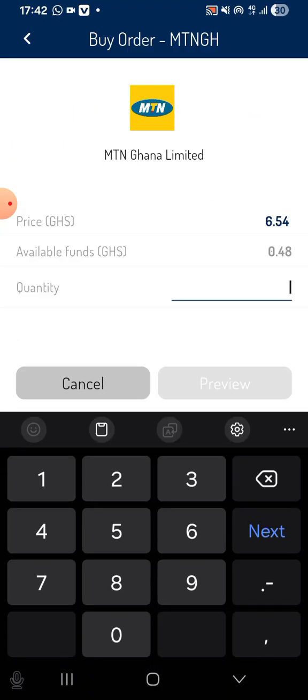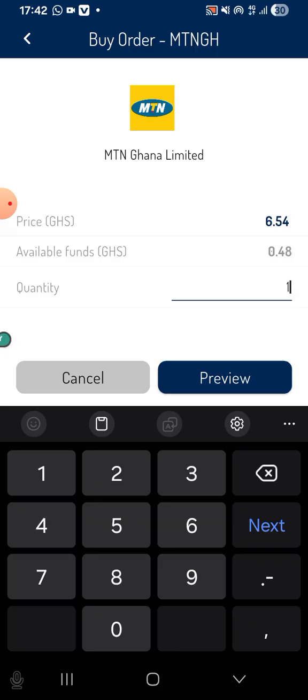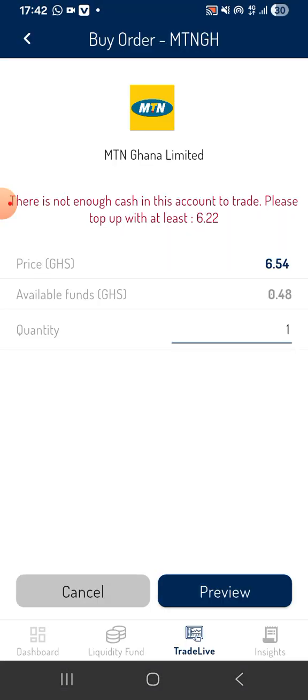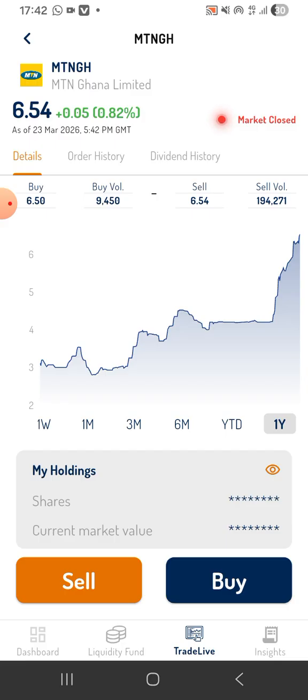Okay, let's say I want to buy one MTN share, so I click on preview, and then you can see clearly that I do not have funds to be able to complete the purchase. So if the money is there, you just click on it, and then you can continue your purchase.